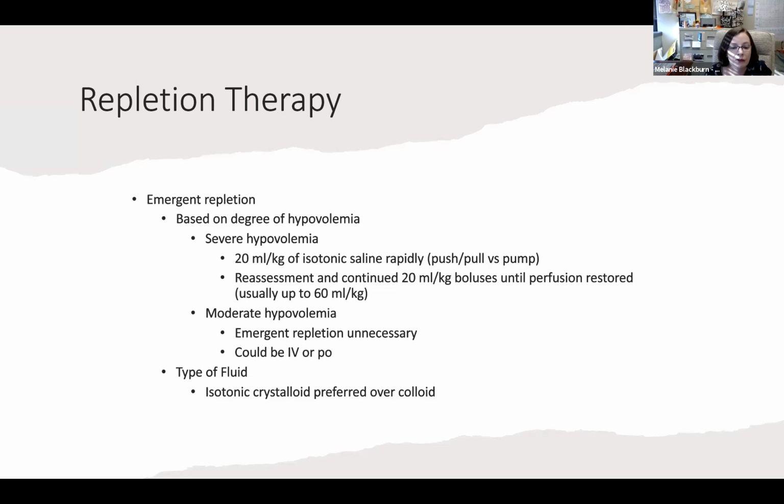Remember that when we're repleting fluid, this is always going to be isotonic crystalloid fluid. So we're not going to use cryo or albumin or anything like that. We're going to use normal saline or LR to use for repletion.